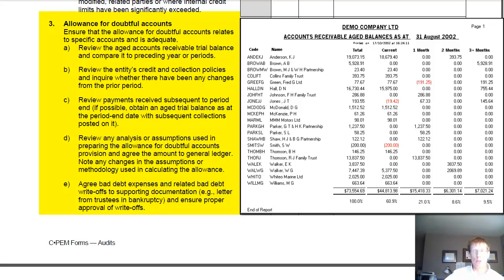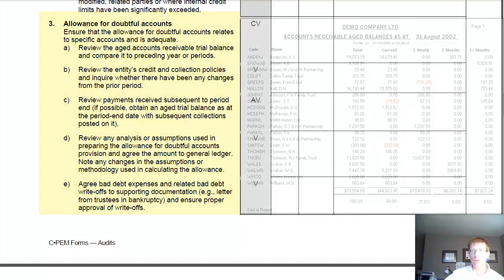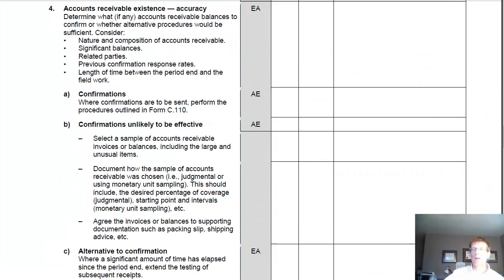We will review the analysis or assumptions used in preparing the allowance for doubtful accounts, and we'll agree the bad debt accounts and related bad debt account write-offs to any supporting documentation, looking for appropriate approvals. Here's our fourth procedure, and this is a very common procedure associated with the existence and accuracy of accounts receivable, and this has to do with performing accounts receivable confirmations.